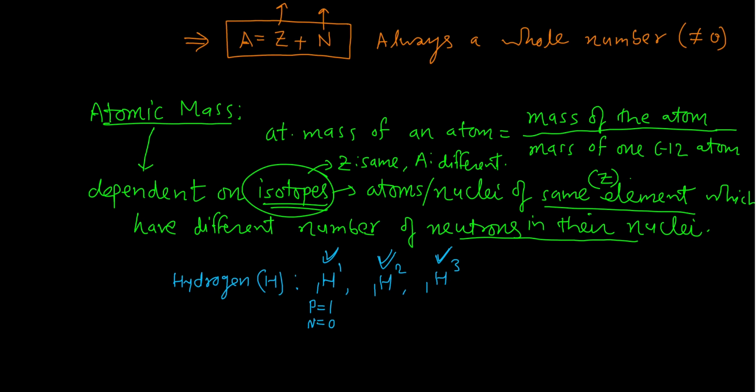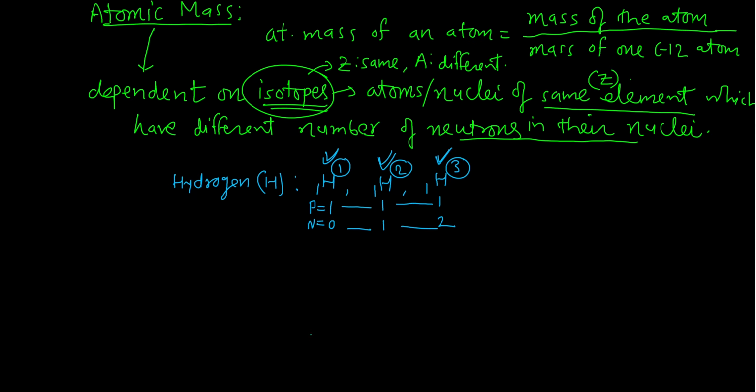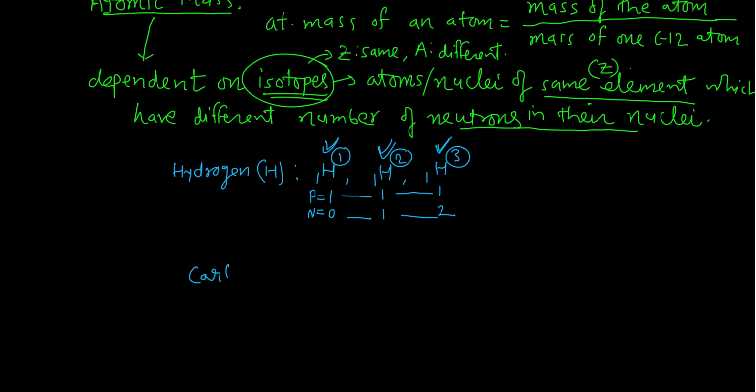If we talk about the number of protons and neutrons in these three isotopes, in 1H2 the number of protons is 1 and the number of neutrons is 1. Here the number of protons is 1 and the number of neutrons is 2. Because they all are hydrogens, the number of protons in all of them is equal, but the number of neutrons is different. That's why their mass numbers are different. These numbers written here are the mass numbers. So the mass numbers of isotopes are different because of the different number of neutrons present in the nuclei. Similarly, we can take one more example here, say carbon.